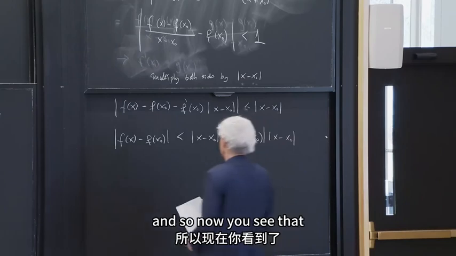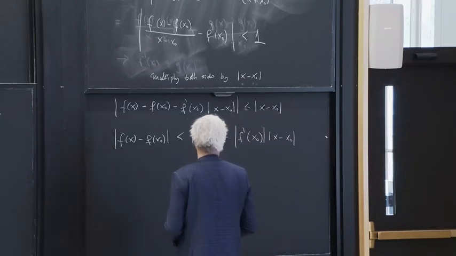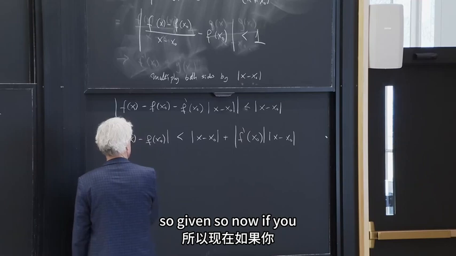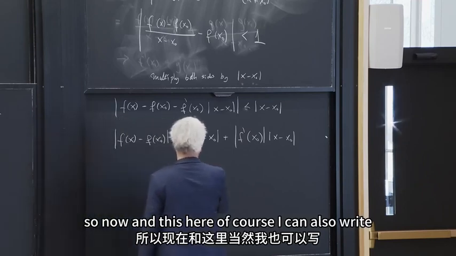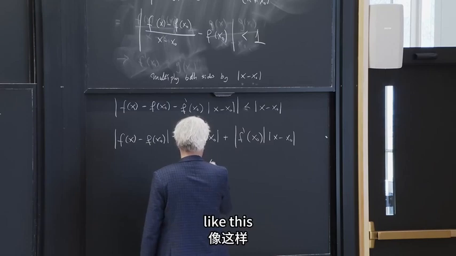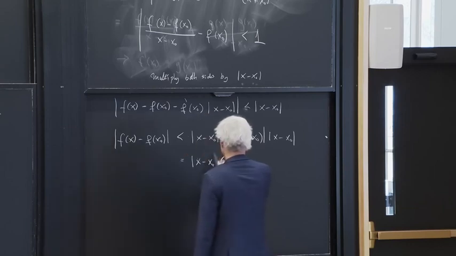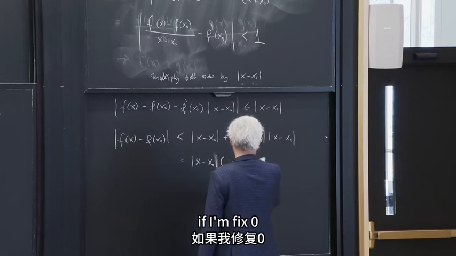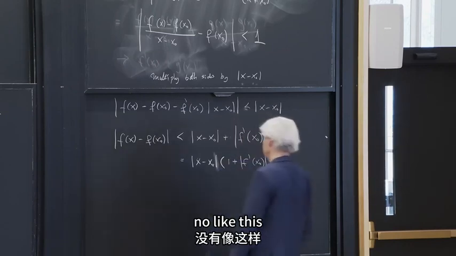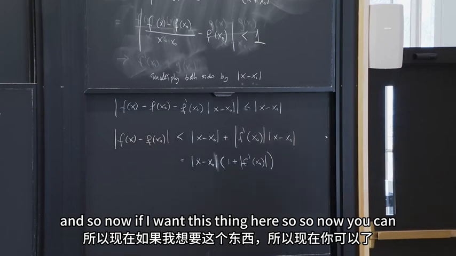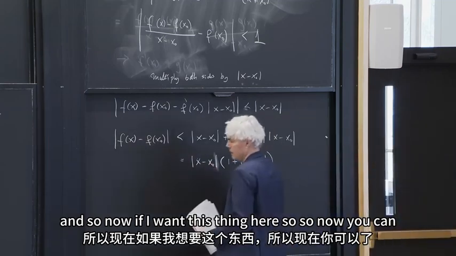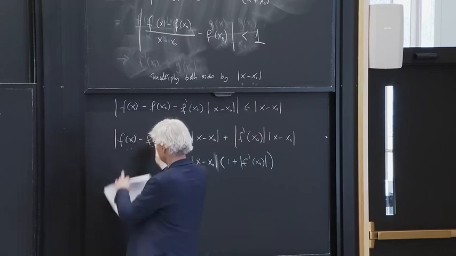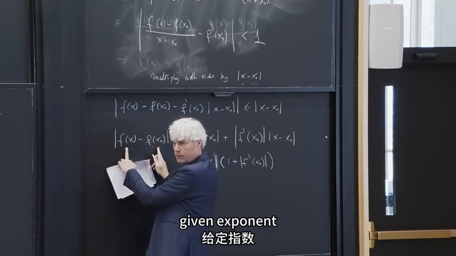Right. And so now you see that, this here, of course, I can also write like this. Sorry, I can just factor this out, and I can write it as 1 plus f prime of x0, like this. Fine. And so now, you want to prove that f is continuous at x0, so you want this here to be less than some given epsilon, right?